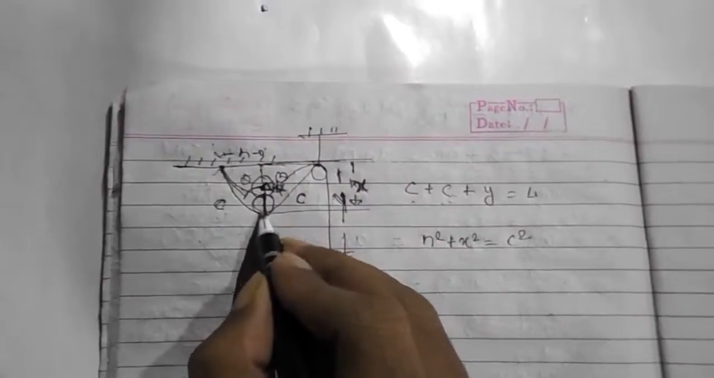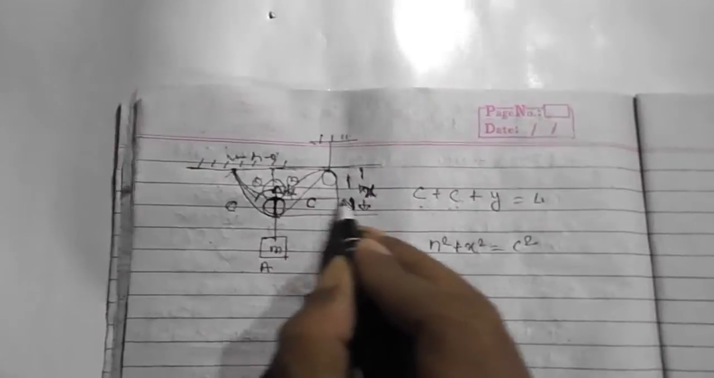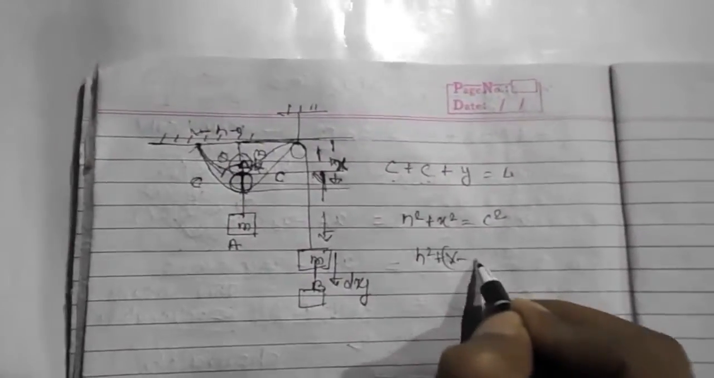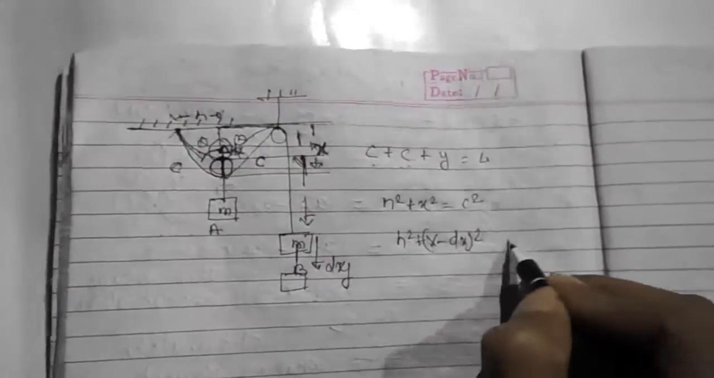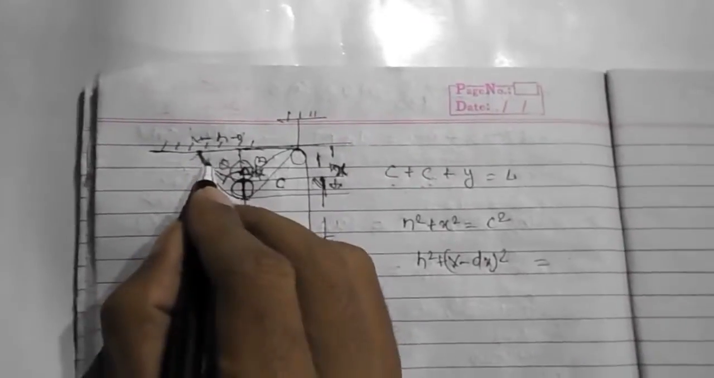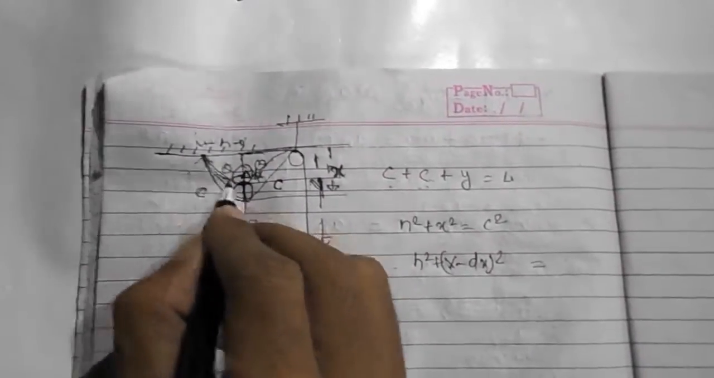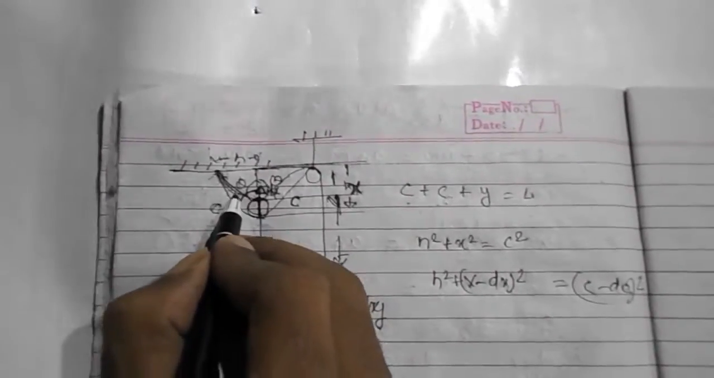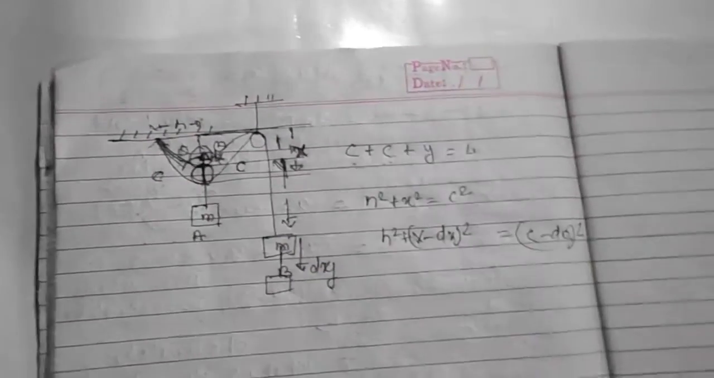Okay guys, now if this moves by amount dx, what should be this length? This length becomes x minus dx. So now h square plus x minus dx whole square is equal to, listen here, this length will be changed, it will become c minus dc whole square. Because this moves upward, this length decreases by dc amount, so this becomes c minus dc.